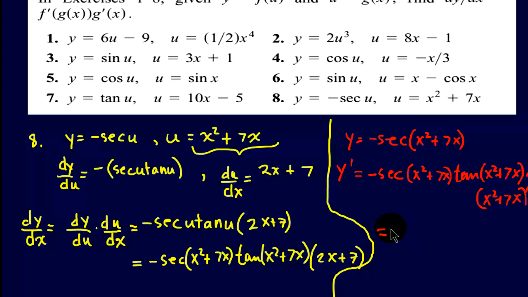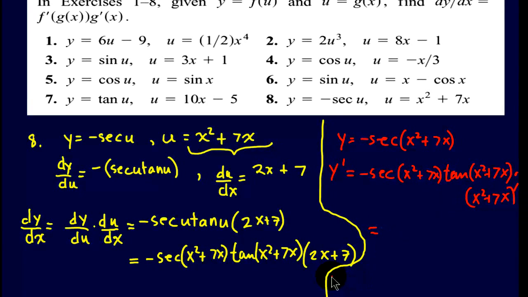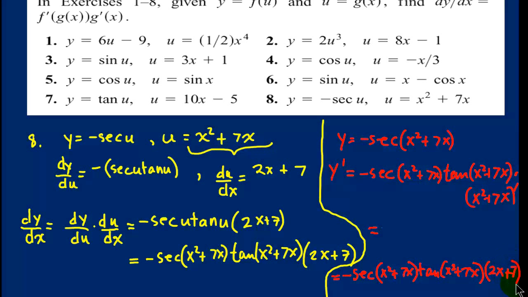So that's equal to negative. I think we were going to run out of room here, but let me just write it down. It'll be negative secant of x squared plus 7x times tangent of x squared plus 7x times the derivative of the arguments of these functions. So it's 2x plus 7.